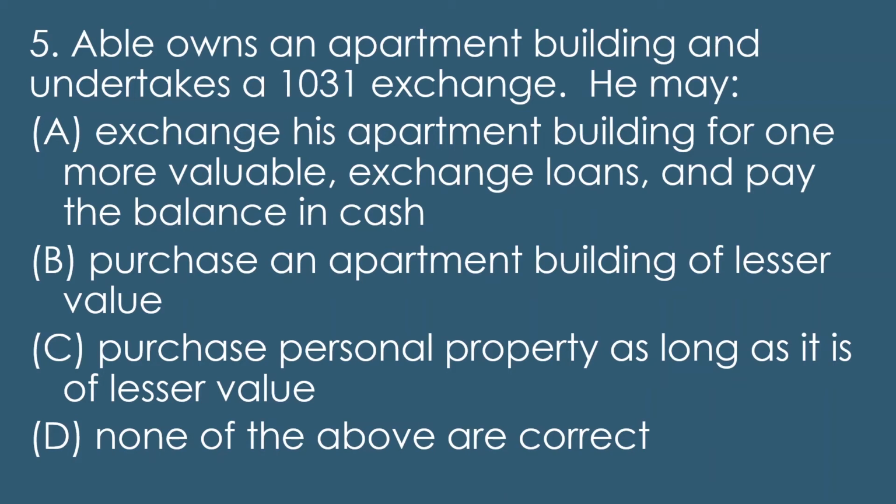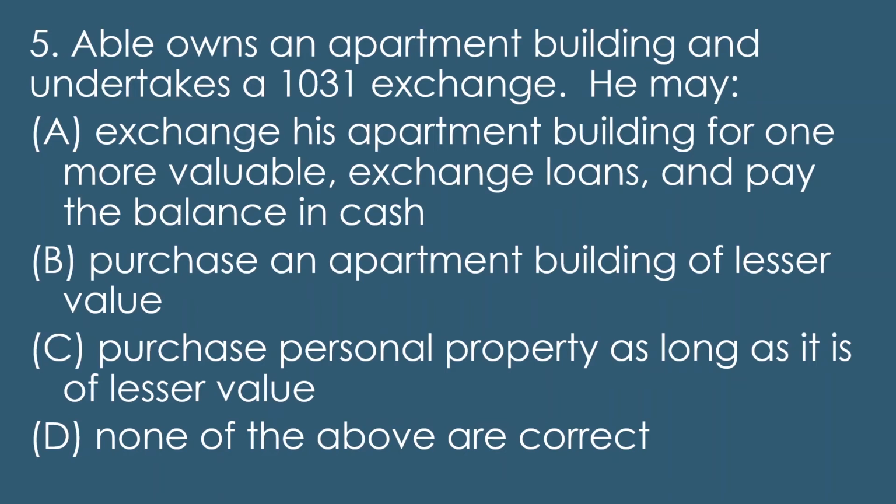So let's see here. When we look at answer option A, exchange his apartment building for one more valuable, so exchanging an apartment building for one of like kind, exchange loans, and pay the balance in cash. So he's going to be buying something or exchanging into something more valuable, which he can do, and he'll just be making up the difference of that in cash. That definitely is something he could do.